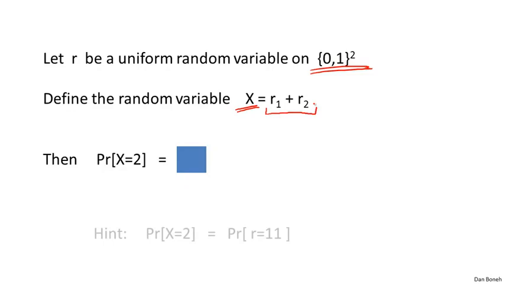So for example, if r happens to be 00, then x will be 0 plus 0, which is 0. So let me ask you, what is the probability that x is equal to 2? It's not difficult to see that the answer is exactly 1/4, because the only way that x is equal to 2 is if r happens to be 11, but the probability that r is equal to 11 is 1/4, because r is uniform over the set of all 2-bit strings.